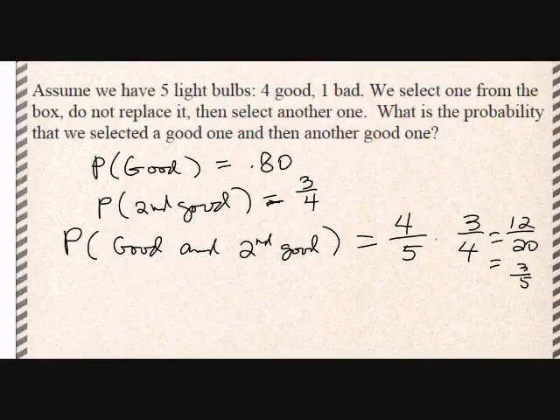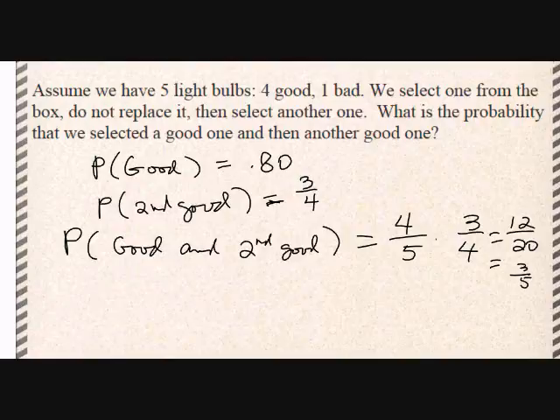So if I just wanted to know the probability that the second bulb was good, and I don't know the condition of the first bulb, well, as far as I know, there are four bulbs left in the box, but I don't know the conditions of the box.